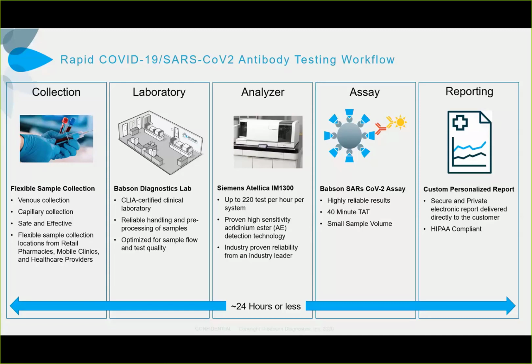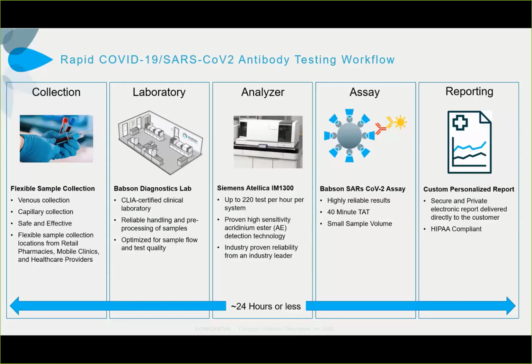Those samples are then couriered by our phlebotomists or other trained couriers back to our central laboratory here in Austin. Again, that's a CLIA-certified high-complexity laboratory operating some of the best equipment in the world, all highly automated and high-throughput systems. We offer highly reliable sample handling and processing of our samples, and our lab is essentially built for high throughput and optimized for sample flow and test quality.